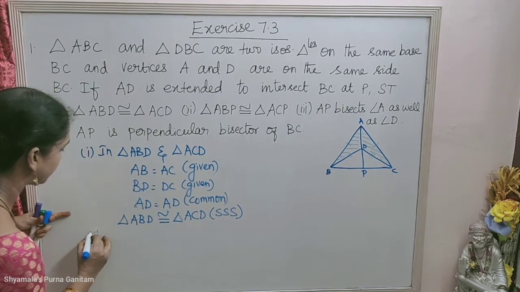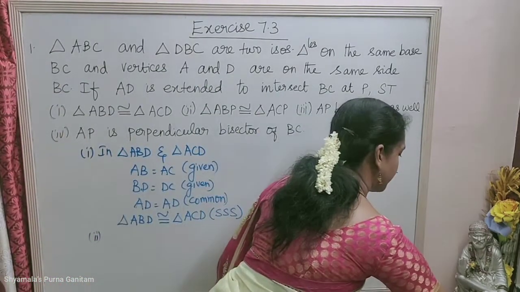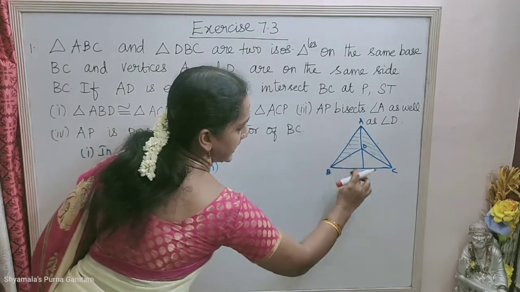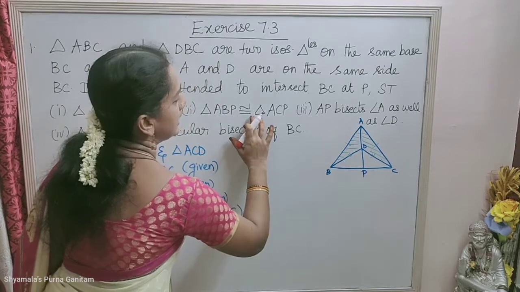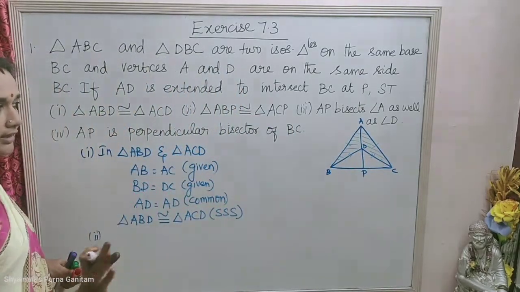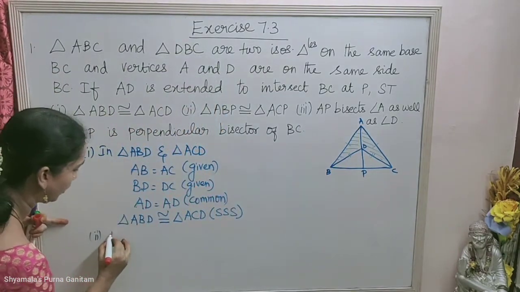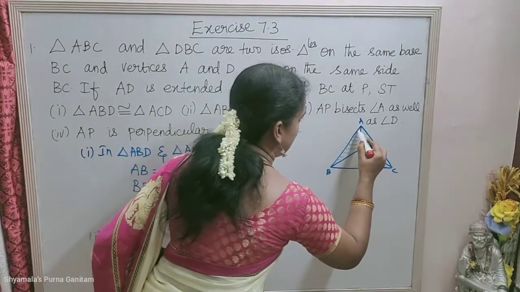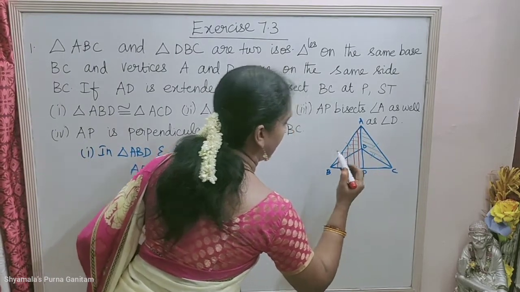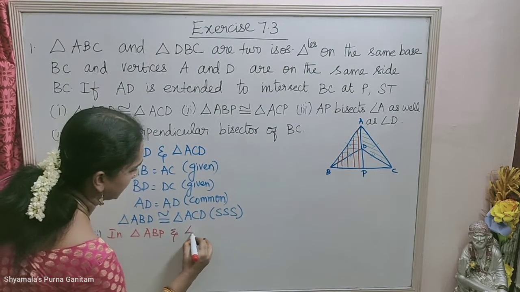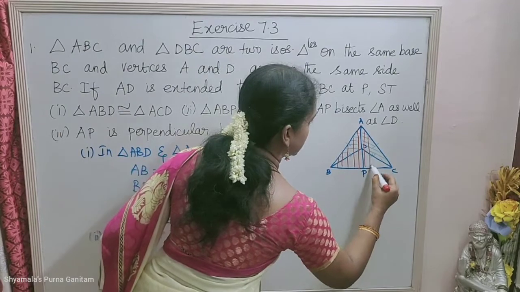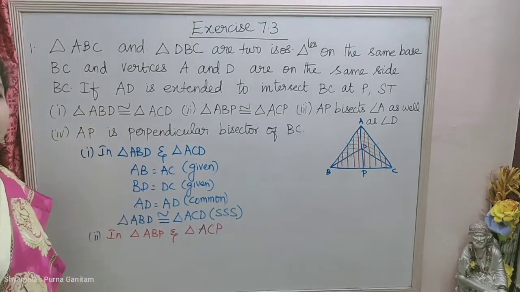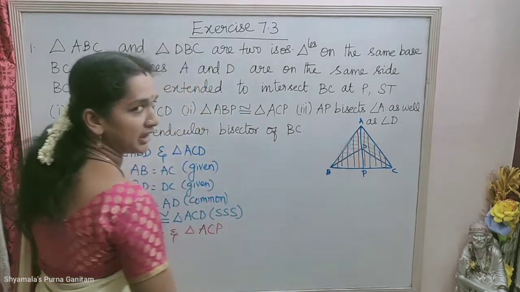Then the second answer is ABP. Here we take triangle ABP and triangle ACP, these two triangles, not the right angle triangle.